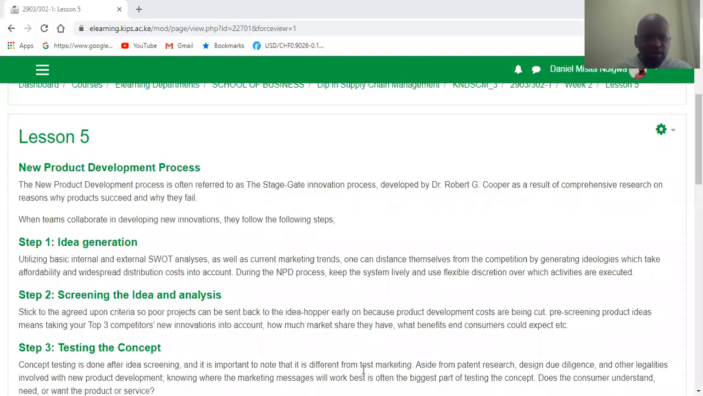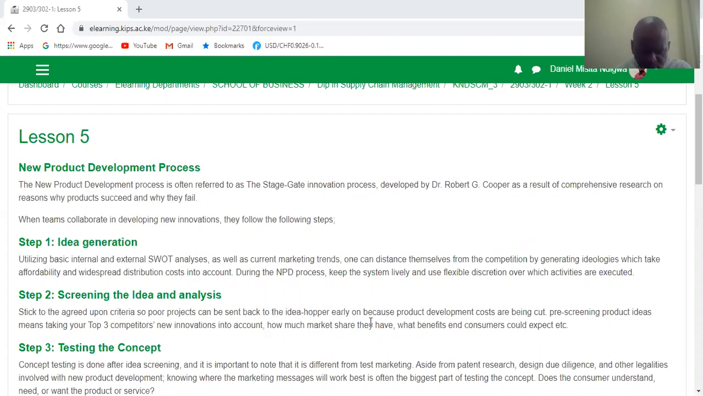So you must have an idea in place. And how can you get an idea? You can decide to analyze the environment, either the internal environment or the external environment, using what is called the SWOT analysis. The second step, once you have the idea, is screening the idea and analyzing the idea.